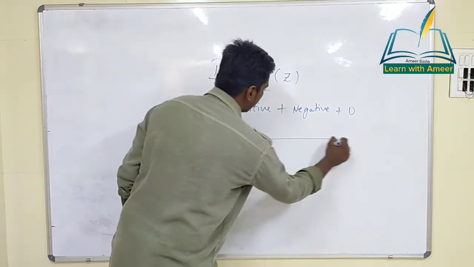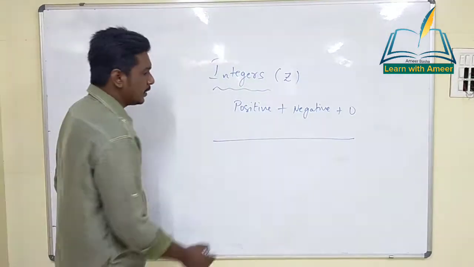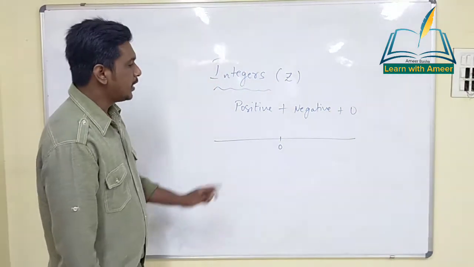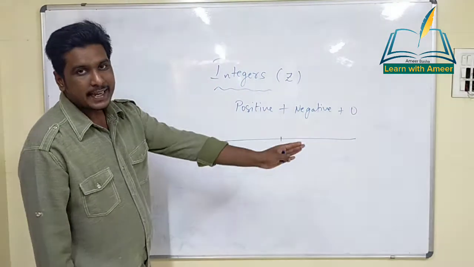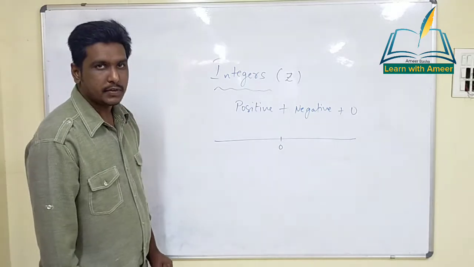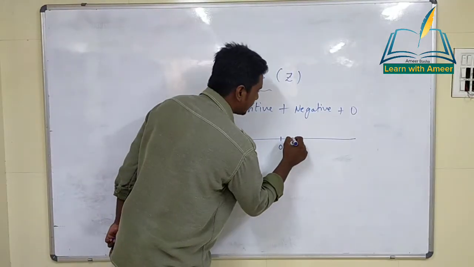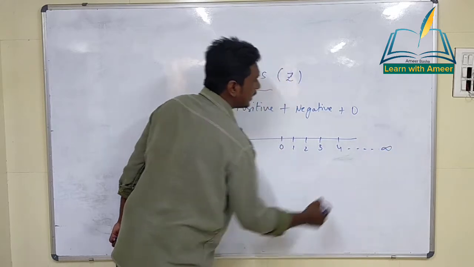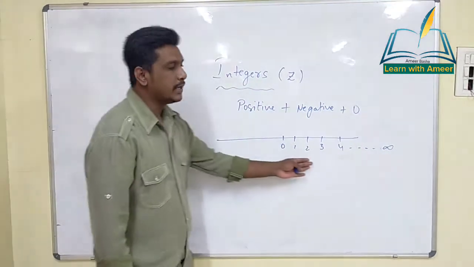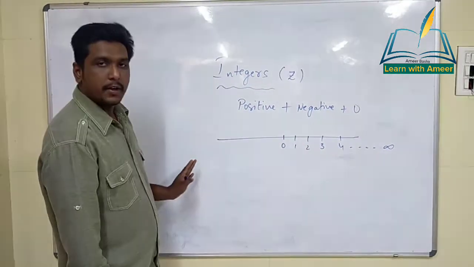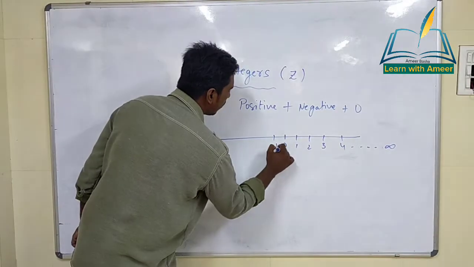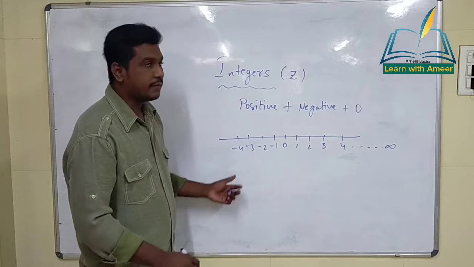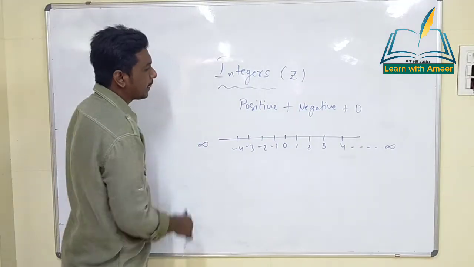What we are going to do now is we'll try and represent integers on the number line. So imagine this is the number line. In the middle we will be getting 0, and on the right hand side of 0, we will be getting all the positive numbers, and it will go on till infinity. On the left hand side of 0, we will be having all the negative numbers, and it will go on till infinity.